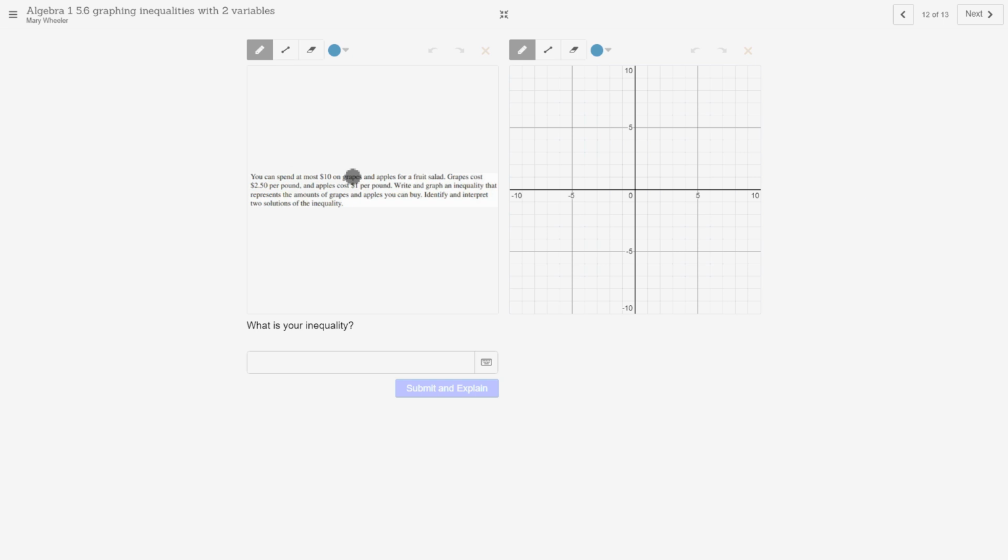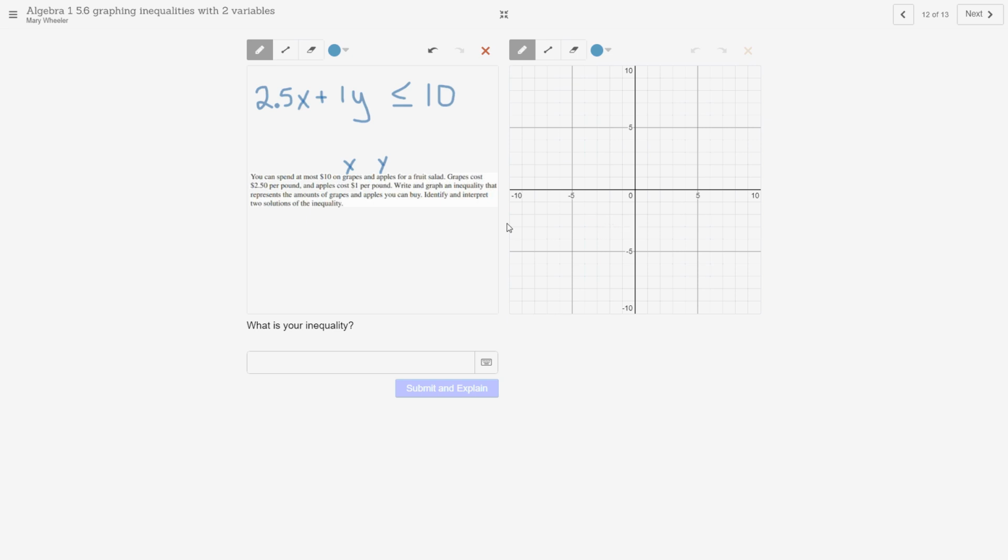All right, on this one, you're going to spend $10 on grapes, which I'm going to call x, and apples for y. You can spend at most $10, so I can spend $10 or less. Grapes cost $2.50 a pound, and apples cost $1 per pound. So there is my inequality. I'm not going to type it out again. You can do that on your own. Write and graph an inequality that represents the amount of grapes and apples you can buy.